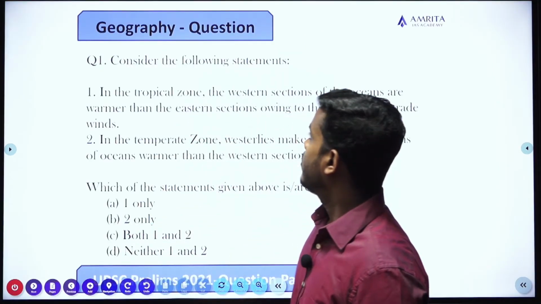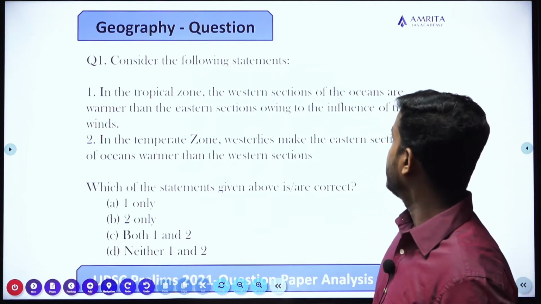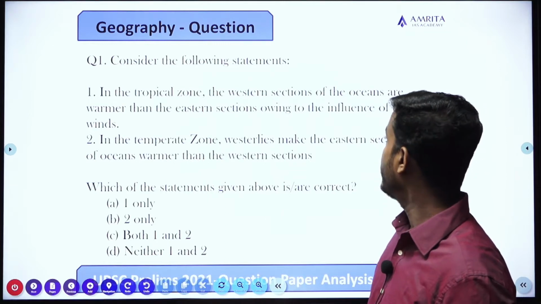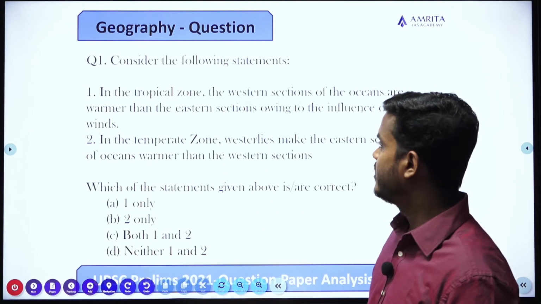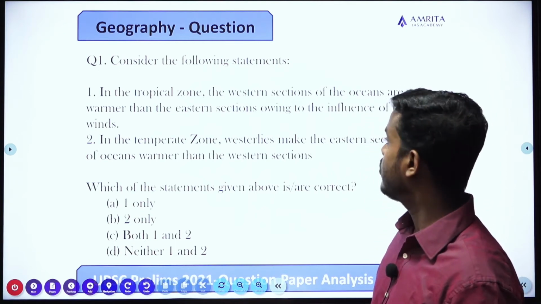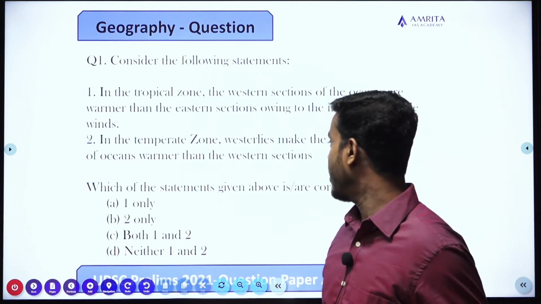Question number 1. Consider the following statements. In the tropical zone, the western sections of the oceans are warmer than eastern sections owing to the influence of trade winds. Second statement, in the temperate zone, westerlies make the eastern sections of oceans warmer than the western sections. Which of the following statements given are correct?